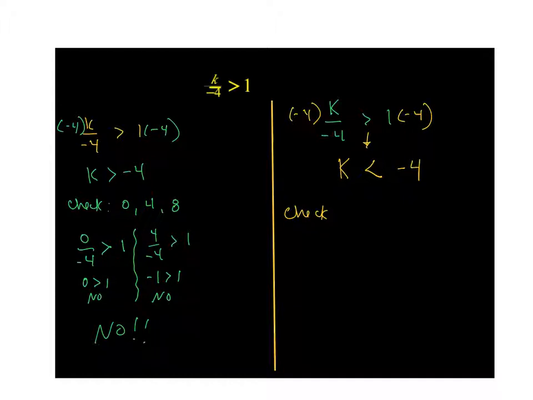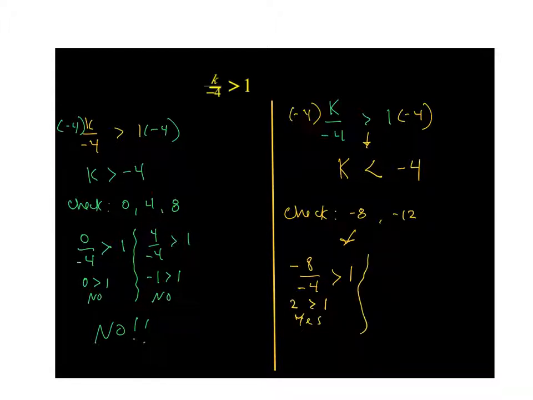Well, let's think of some numbers that are less than -4, but also compatible with 4 so I can divide it easily. I'm going to check it with like a -8 or a -12. Let's see what happens when I check it with a -8. -8 divided by -4 is greater than 1, right? I'm back at the original equation. 2 is greater than 1. Look at that. It checks.